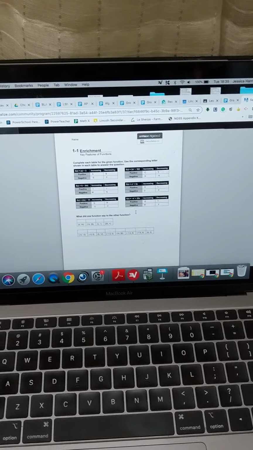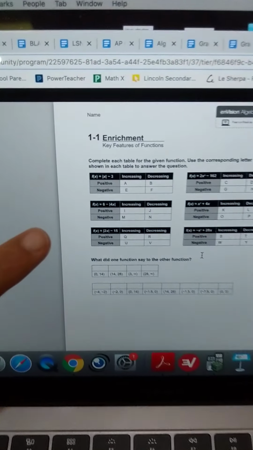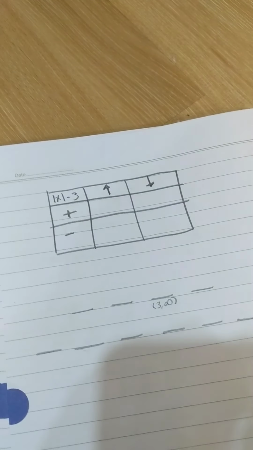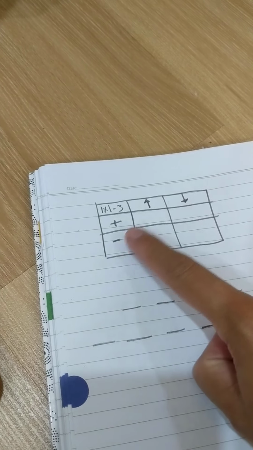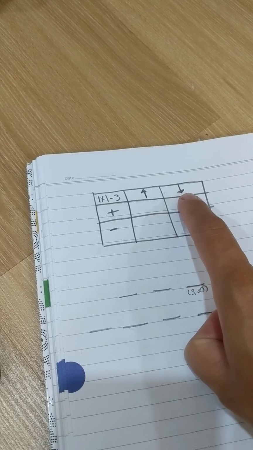It's a little easier for me to explain. So there's the worksheet. All I did was take this top one right here and write it in my notebook so I could actually write about it. So here's what you're supposed to do. This is my shorthand for positive and negative, and this is increasing and decreasing.